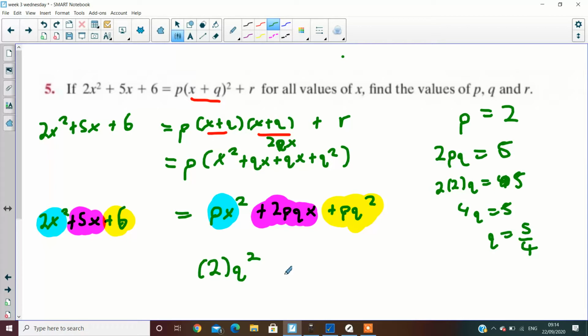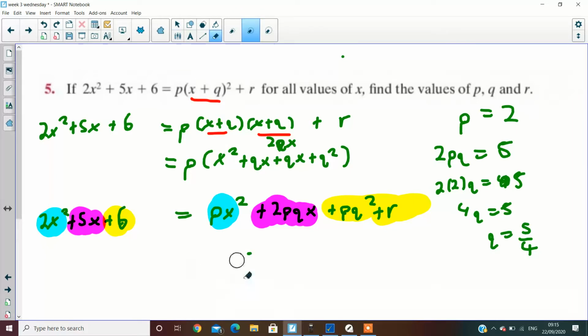what's that equal? 6, is it? pq squared equals 6. Oh, that's an r. Sorry, my fault. Excuse me. There's an r there, isn't there? It's pq squared plus r. So the yellow part, which is this part here, so it's 2 times, it's going to be pq squared plus r. Has to be equal to 6.